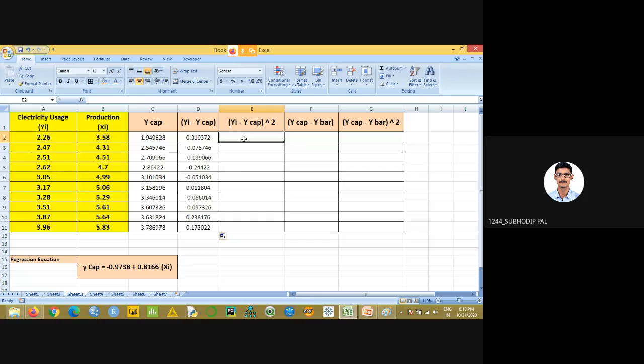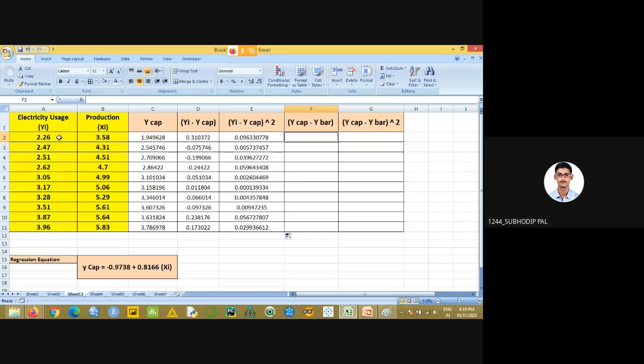Next is yi minus y cap whole square. Simply this one squared I need. This is not so simple to calculate manually. I am using Excel formulas, so I will get the values easily. But look at the steps; you can do it manually. I'll share the Excel sheet. Calculating manually takes time.